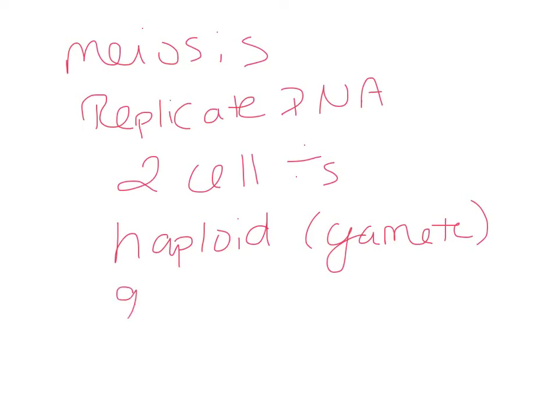Okay, and so they are genetically different than the parent cell. Remember, mitosis, they were genetically identical. Mitosis was done to replace skin cells. So if I have 46 chromosomes, I still want 46 chromosomes. Meiosis is done for reproduction. So these cells end up being genetically different than the parent cell.